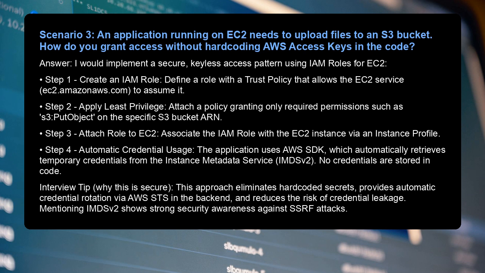Step 4: Automatic credential usage. The application uses the AWS SDK, which automatically retrieves temporary credentials from the Instance Metadata Service, IMDSv2. No credentials are stored in code. Interview tip: why this is secure. This approach eliminates hard-coded secrets, provides automatic credential rotation via AWS STS in the backend, and reduces the risk of credential leakage. Mentioning IMDSv2 shows strong security awareness against SSRF attacks.